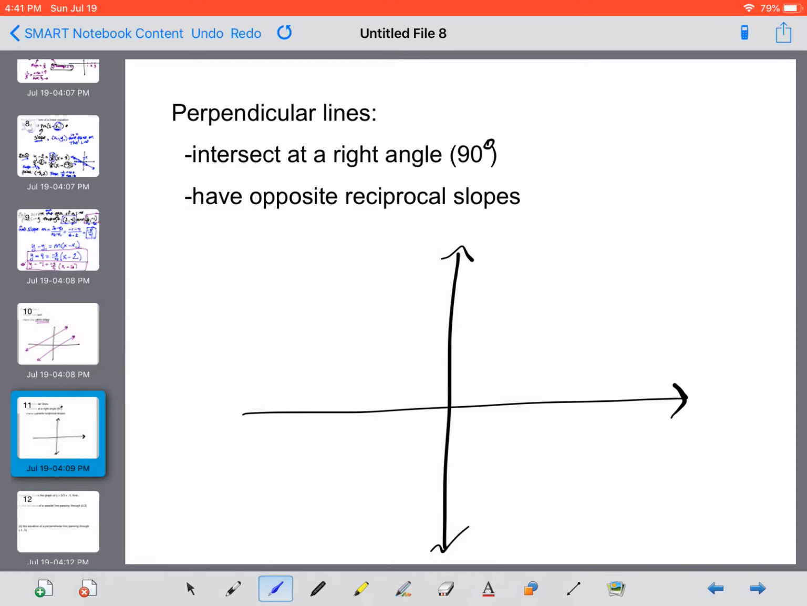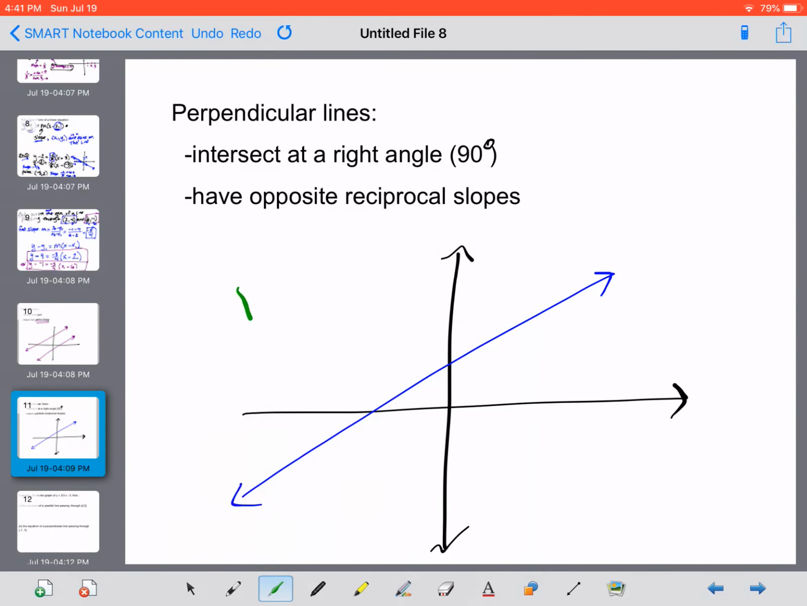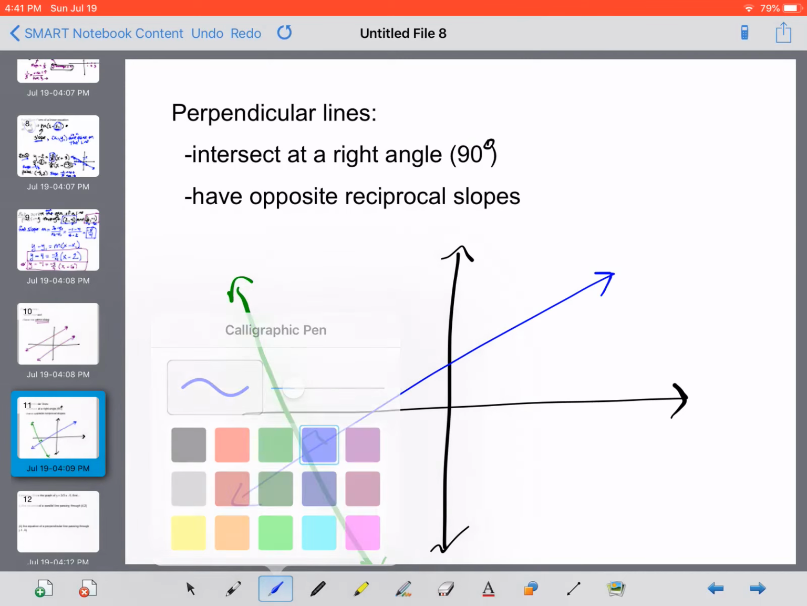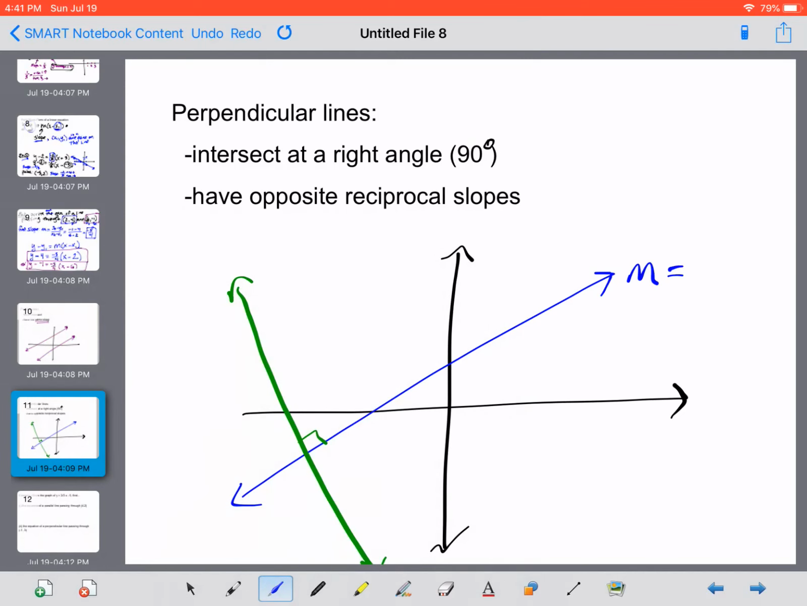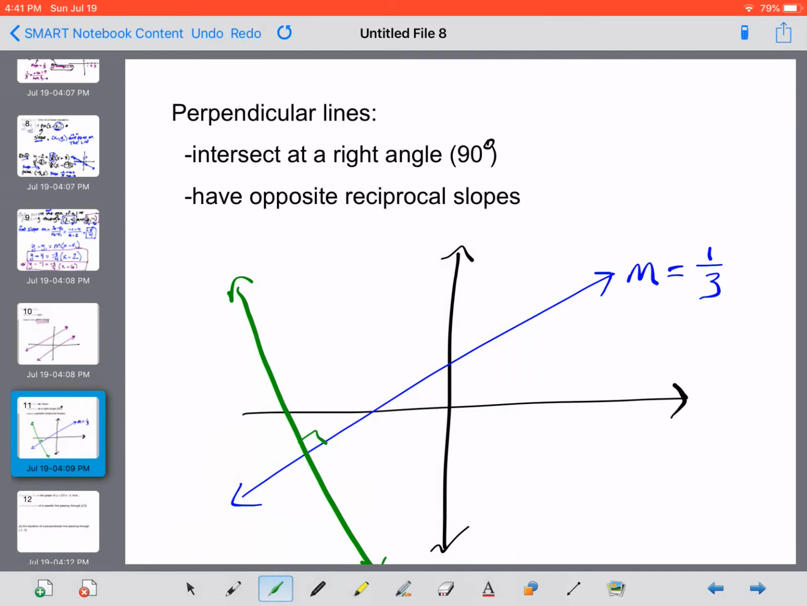But they don't have to be vertical and horizontal. You could have perpendicular lines that look something like this. As long as they meet at a right angle, they're going to be perpendicular lines. And the neat thing is that they have opposite reciprocal slopes of each other. So let's say this blue line has a slope of, it looks like maybe, I don't know, about 1/3. Then I know that that green line, if it's a perpendicular line, is going to have the opposite reciprocal slope.